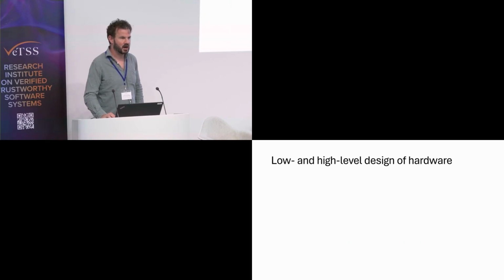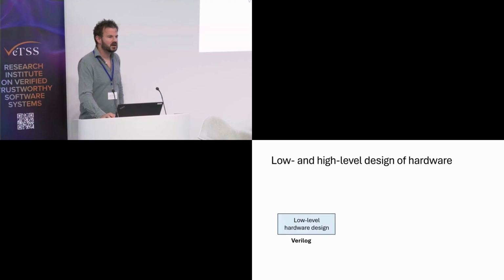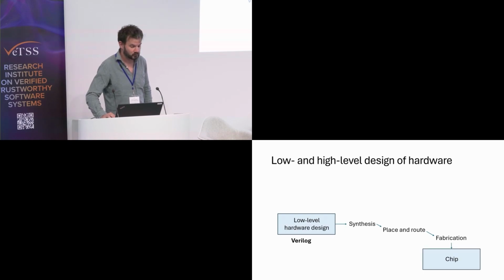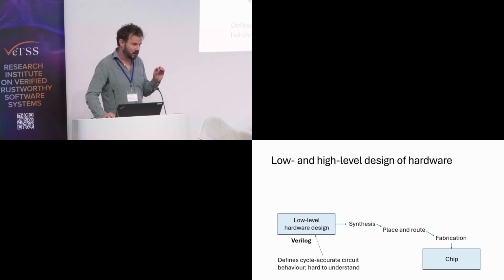So the context here is hardware design, where people use hardware description languages like Verilog at a low level of abstraction to describe their hardware in detail. That can then be synthesized into a netlist. Place and route tools can be used to give the inputs that a factory needs to actually make a chip. But the problem with Verilog is that it allows you to define low-level cycle-accurate behavior, and therefore the designs you write are pretty difficult to understand.